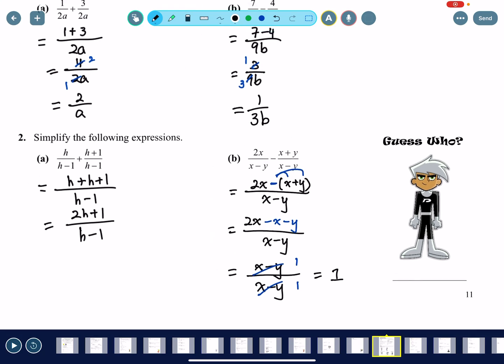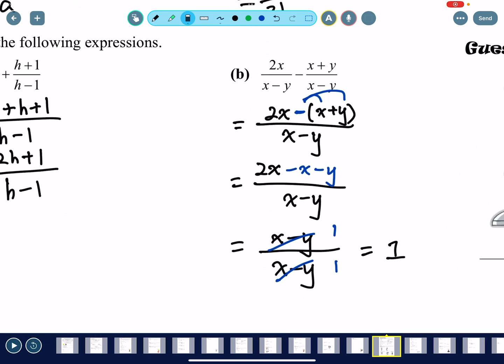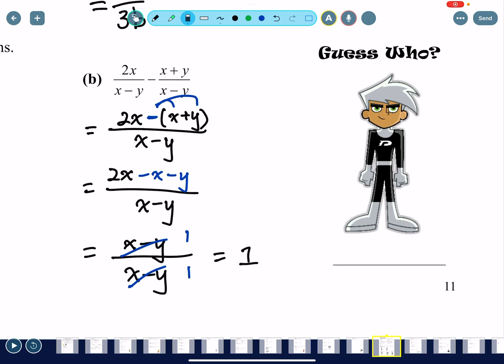So be careful. Do not write 0 because it goes with the same principle as 2 divided by 2 equals to 1, not 0. Alright, so always remember that letters are actually numbers as well. So whatever you learn in primary school should apply to this chapter as well.